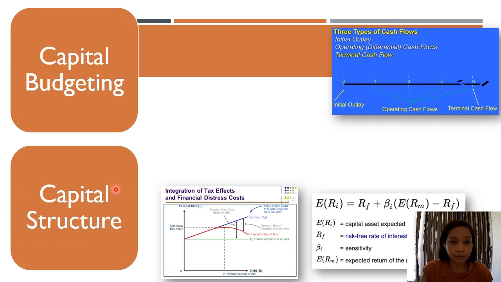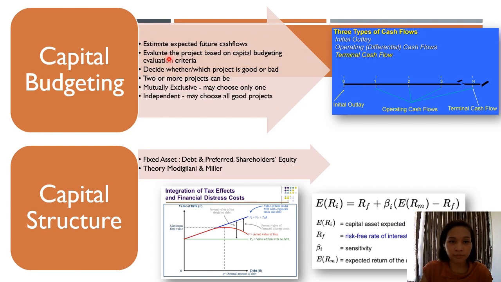The next part, we are going to talk about capital budgeting and capital structure. Starting from capital budgeting. Capital budgeting's purpose is to estimate expected future cash flows, evaluate the project based on capital budgeting evaluation criteria, and decide which project is good or bad. Two or more projects can be mutually exclusive. If it is mutually exclusive, we may choose only one. If it is independent, we may choose all good projects.